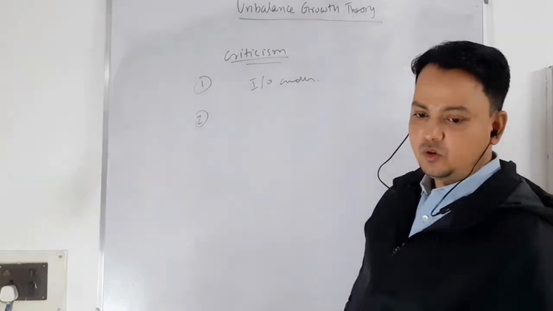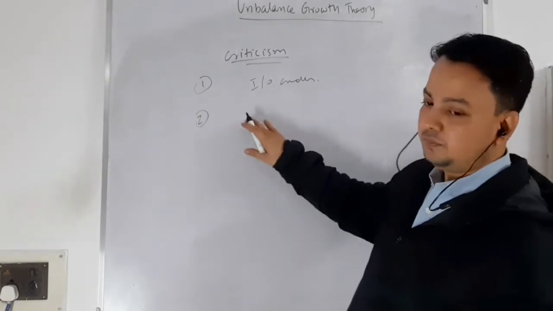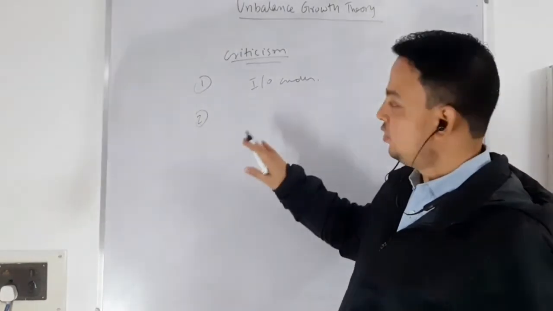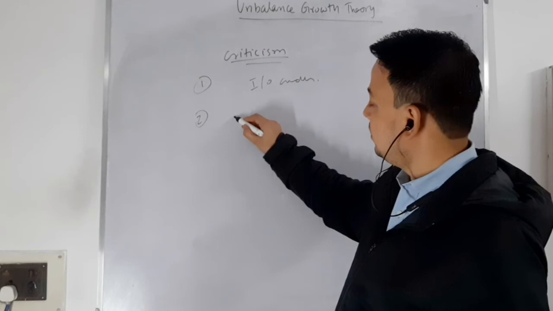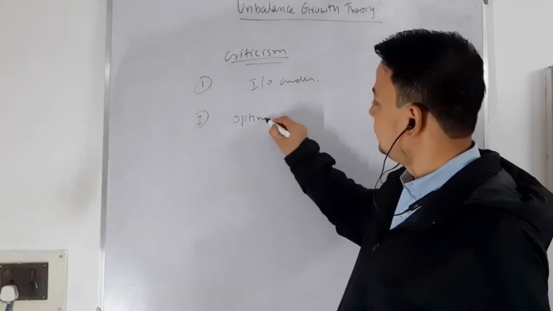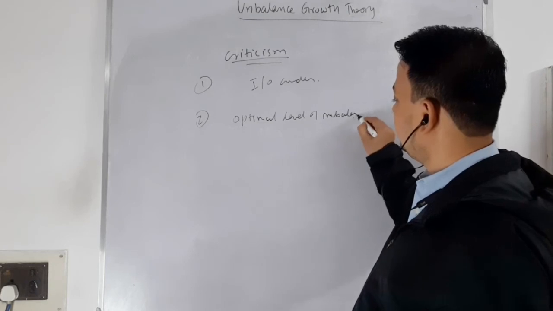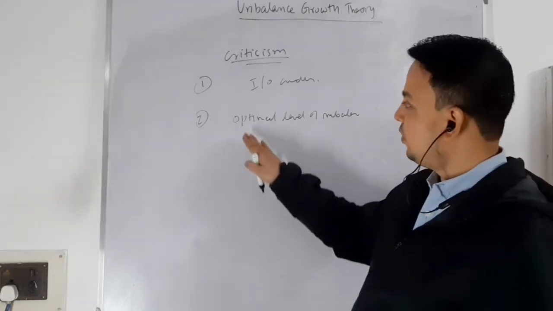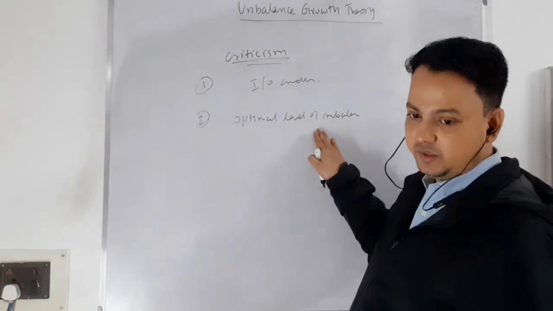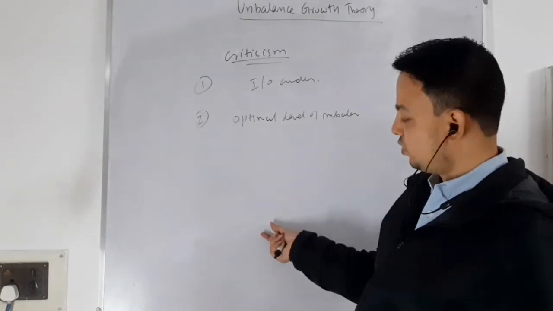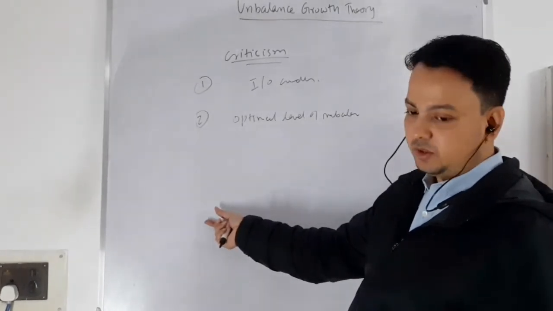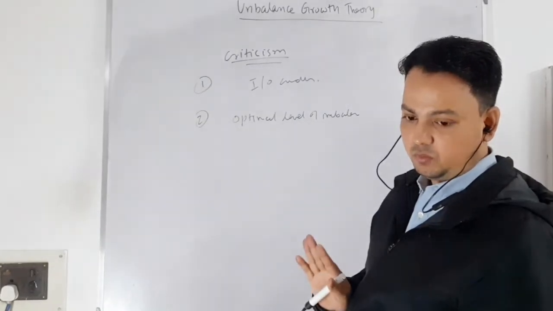Second thing, he talks about how we need to have imbalance. We need to have imbalance. What is the optimum level of imbalance? That he has not talked about. What is the optimum level of imbalance between social overhead capital and direct productive activity? That thing is also not talked about.